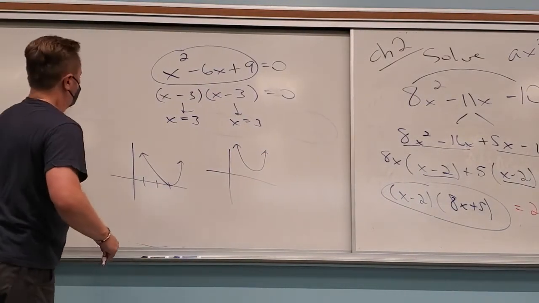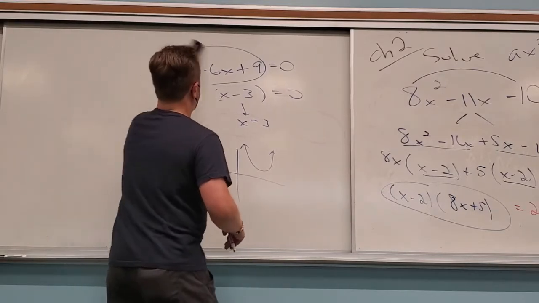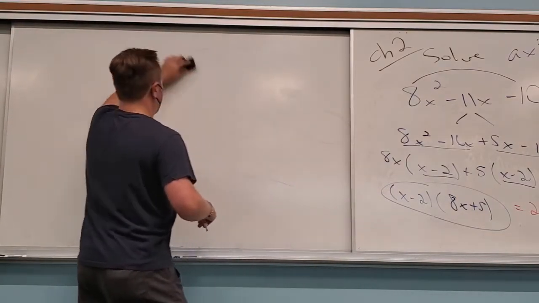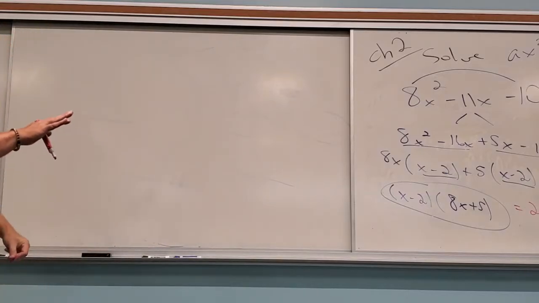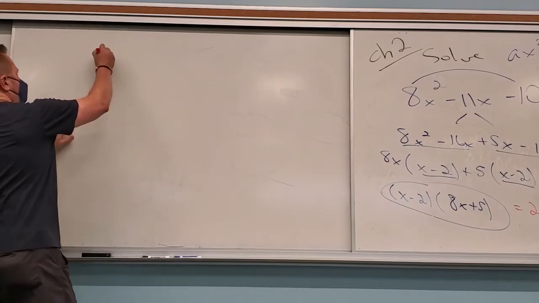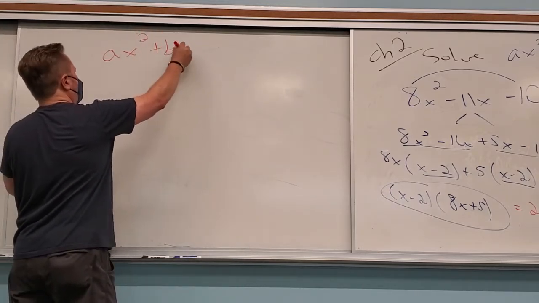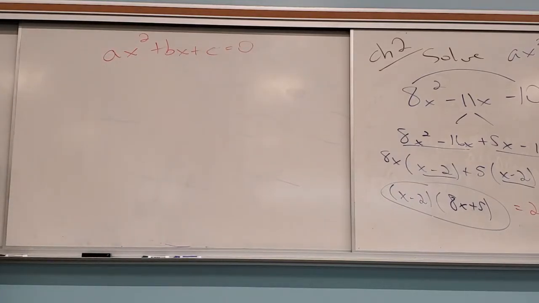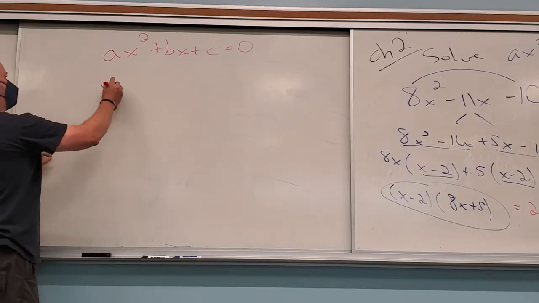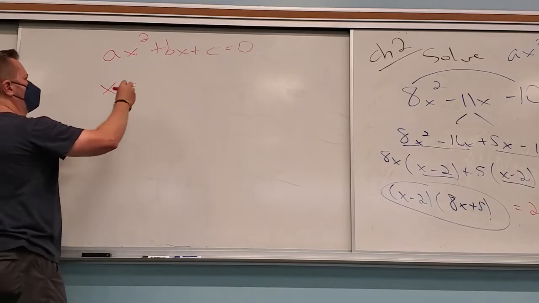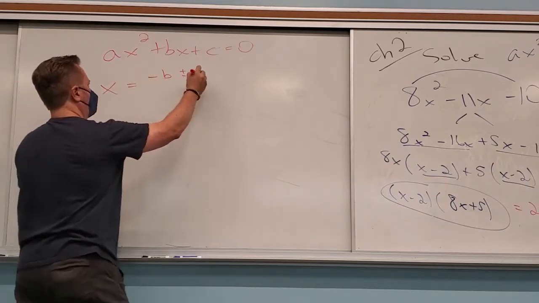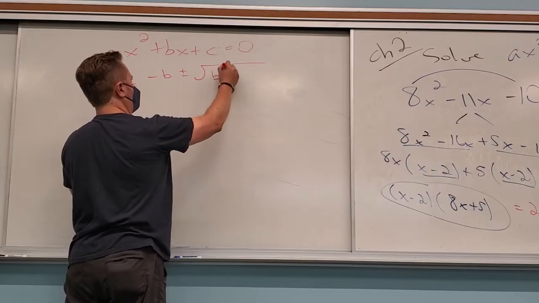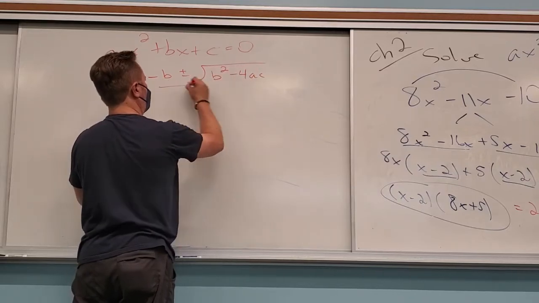Let's talk about the quadratic formula real quick. Everybody's favorite in the universe. And basically what the quadratic formula is, it's a shortcut to solving this. Does anyone remember the quadratic formula? Negative b plus or minus the square root of b squared minus 4ac over 2a.